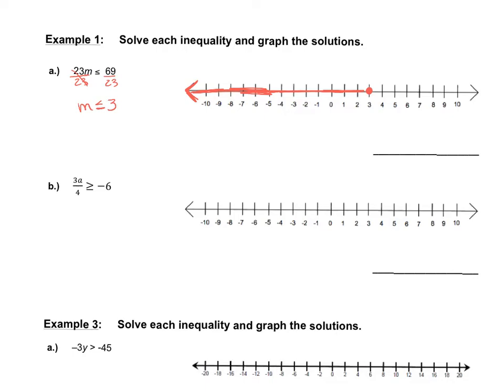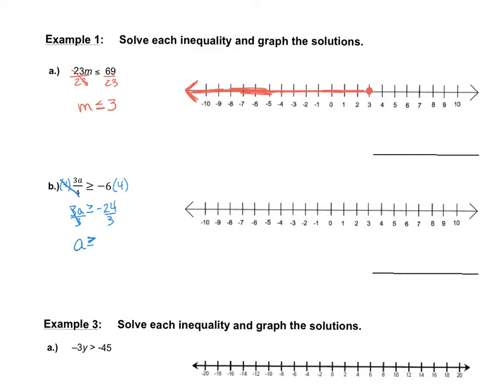Okay, next problem. 3a over 4 is greater than or equal to negative 6. There's a couple of different ways that you could solve this. I would multiply both sides by 4 to eliminate that fraction. Multiply by the denominator to eliminate the fraction. 3a is greater than or equal to negative 24. To get rid of the 3, we divide both sides by 3. Again, I did not multiply or divide by a negative, so everything is the same as solving equations so far.